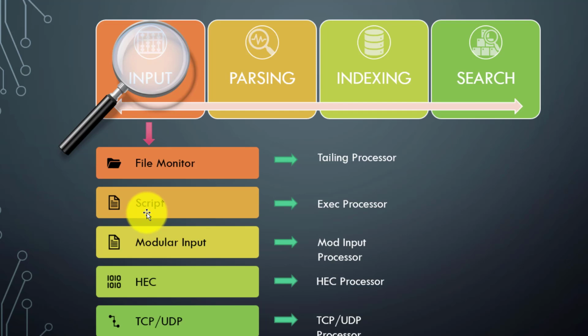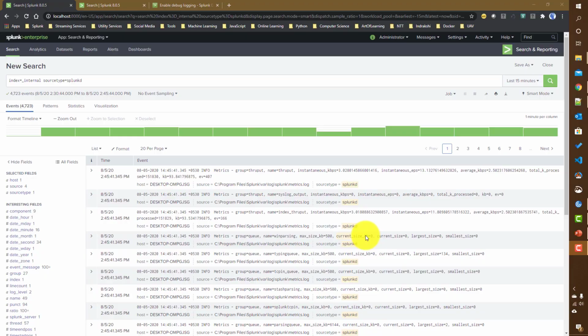I received so many comments on my channel asking what to check when a modular input or scripted input is failing, okay? In the next video we will talk about that part. We will try to see internally how the different processors are set up, and what kind of logs they generate, okay?